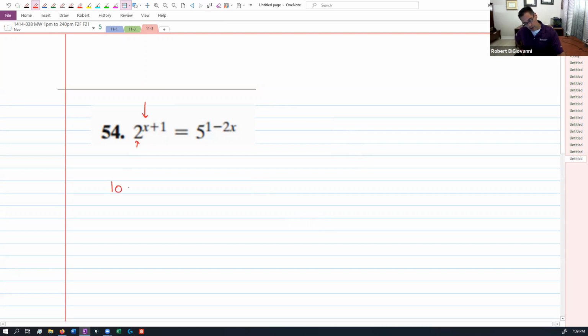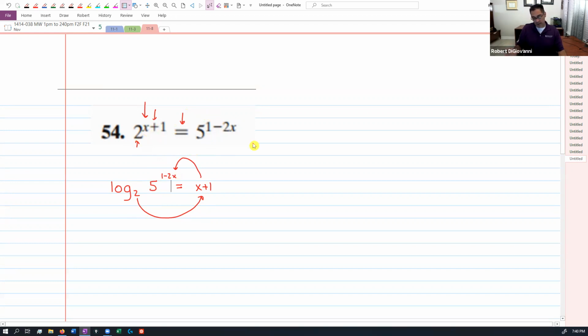I would write log base 2 and then equals. Okay, so what am I raising my 2 to? Well, x plus 1. So I put x plus 1 over here. What does that have to be equal to? Well, it has to be equal to 5 raised to the 1 minus 2x. All right, that's weird. So I did my little loop here. I hope you agree that 2 raised to the x plus 1, that's the left side, must equal 5 raised to the 1 minus 2x. So that matches up with this equation.